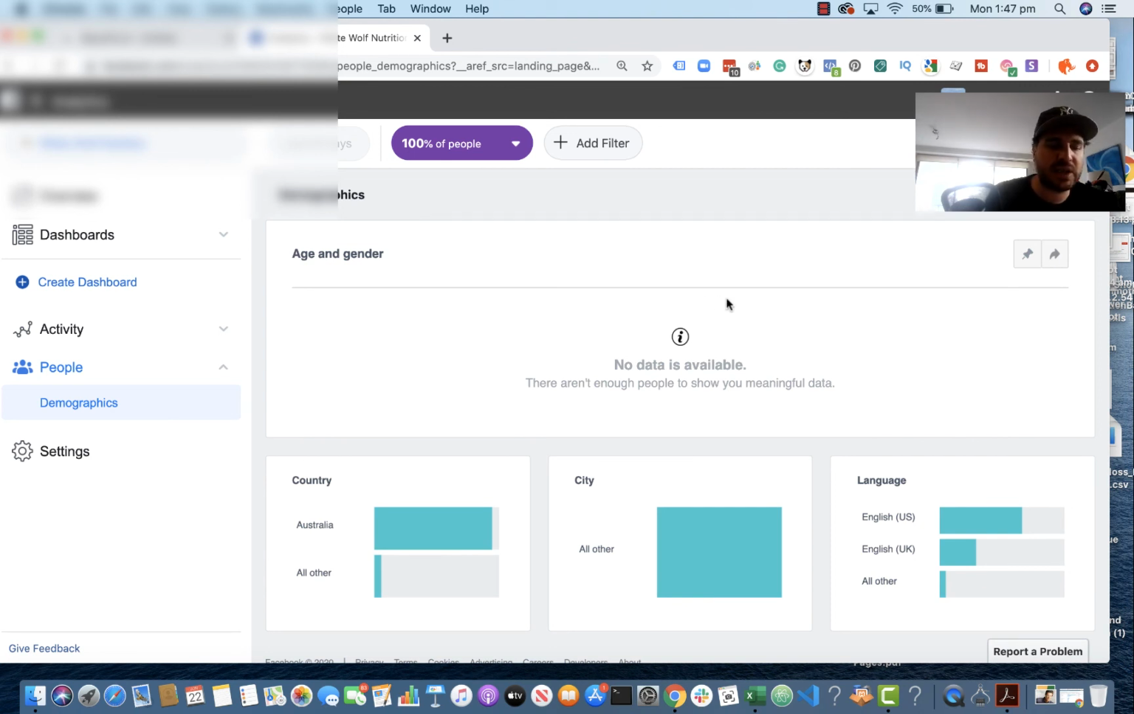And the reason why I would actually have the Facebook Pixel installed is because everyone in e-commerce, I reckon at some stage, would be using Facebook ads to drive traffic.